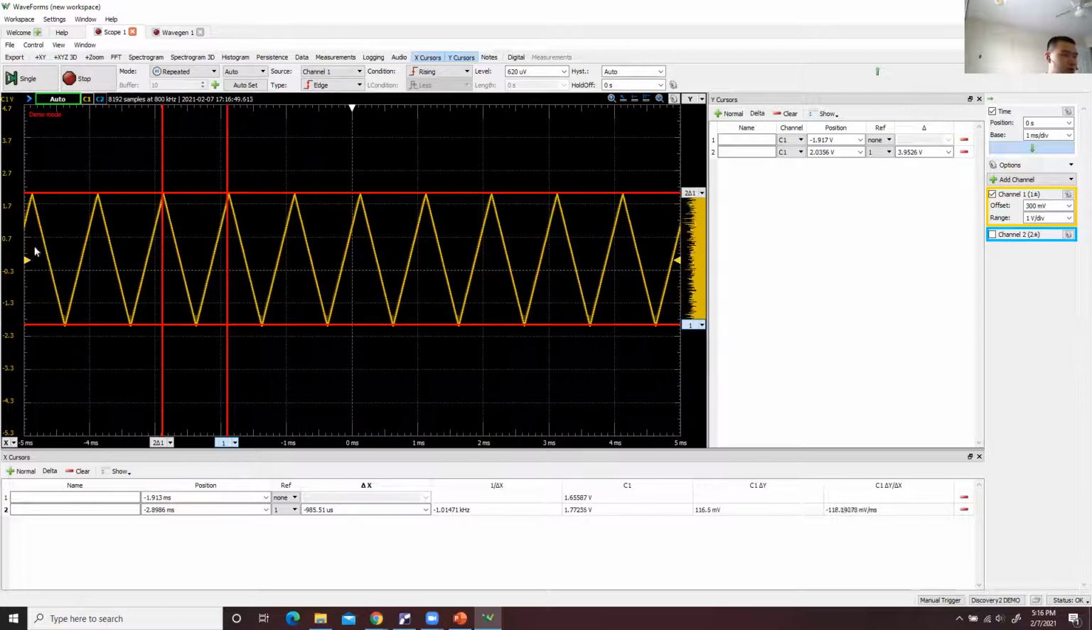This little triangle, and this little triangle on the right, is the trigger. You're not going to use this in this lab, but you will use it in the next lab. Just remember this is your ground marker. You want to show this on your screen.